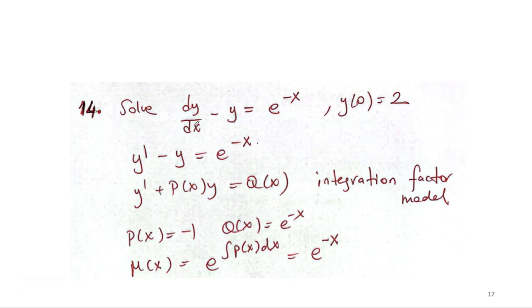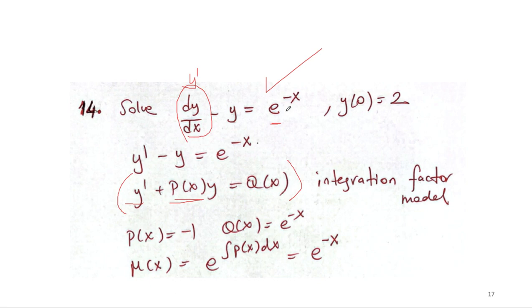One more problem: dy/dx minus y equals e to the power minus x. Again, you are given some initial value. It looks like the integration factor method can be applied here, because I have an equation of this form: y prime, plus some function of x times y, and the right side is q of x, another function of x. And indeed, this equation is in this form: y prime minus y equals e to the power minus x.